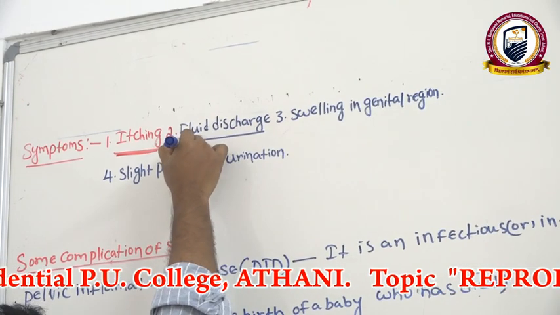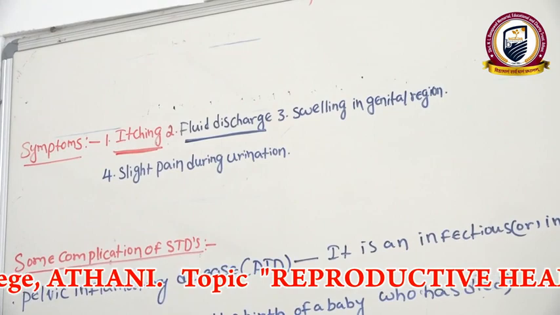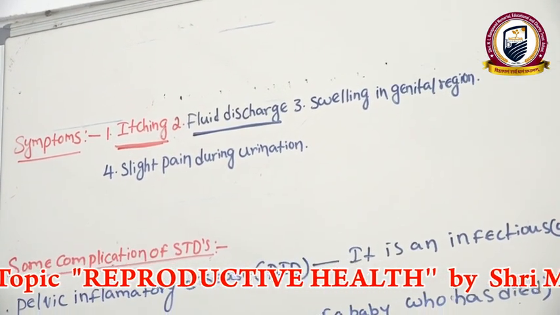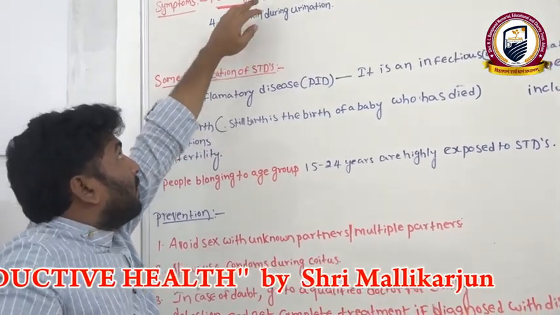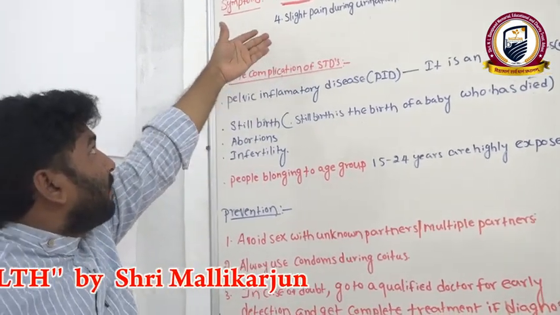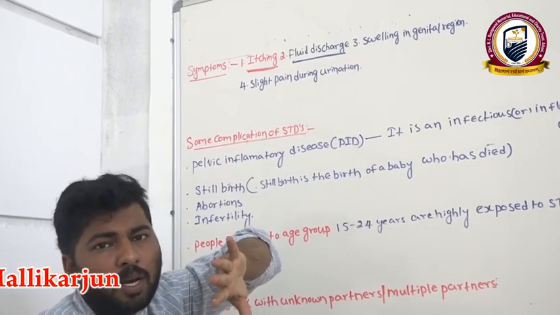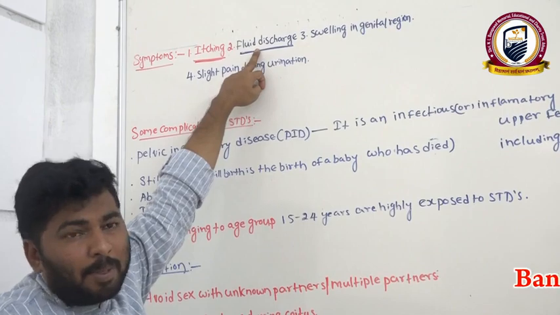Fluid discharge means if the genital organs are getting damaged or infected, there is leakage, fluid discharge, like pus and blood releasing. Sometimes fluid is discharged because of the itching, because of the infection caused in the reproductive organs or genital organs, and that is in the form of pus.